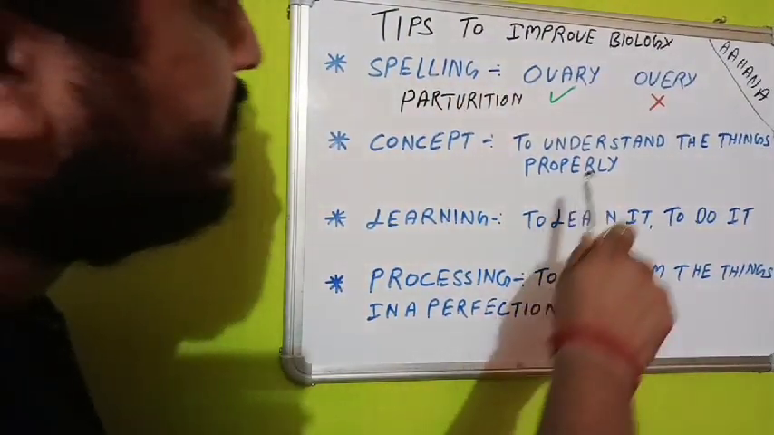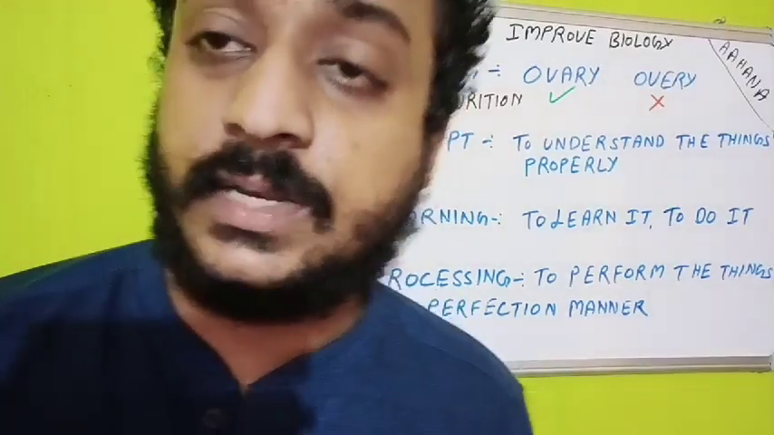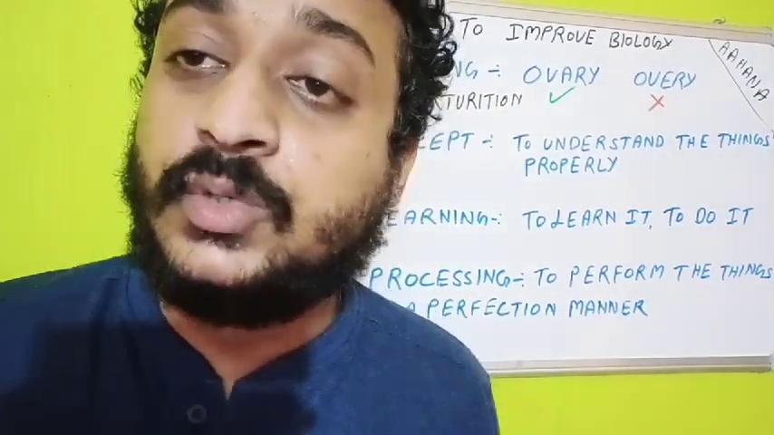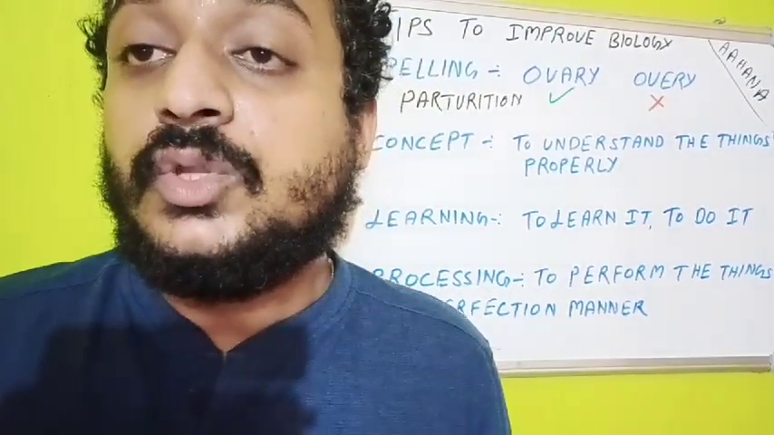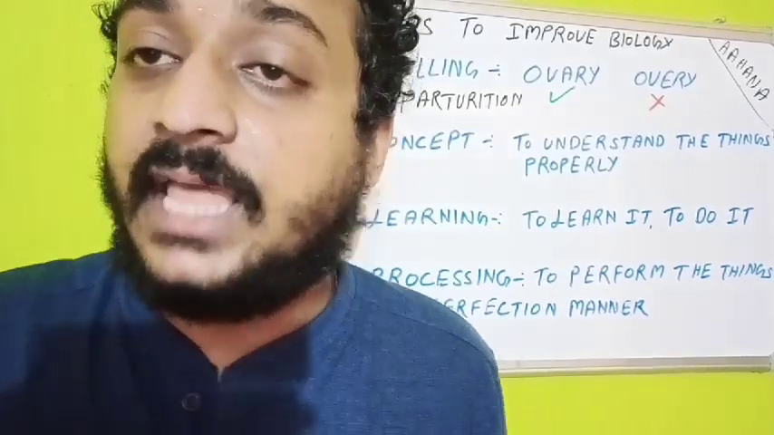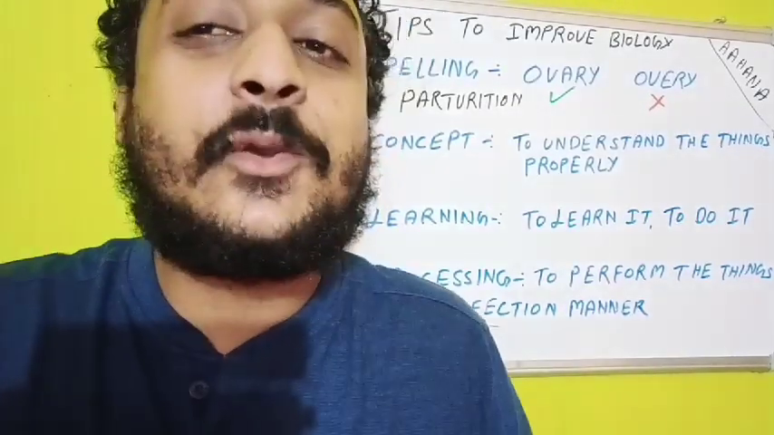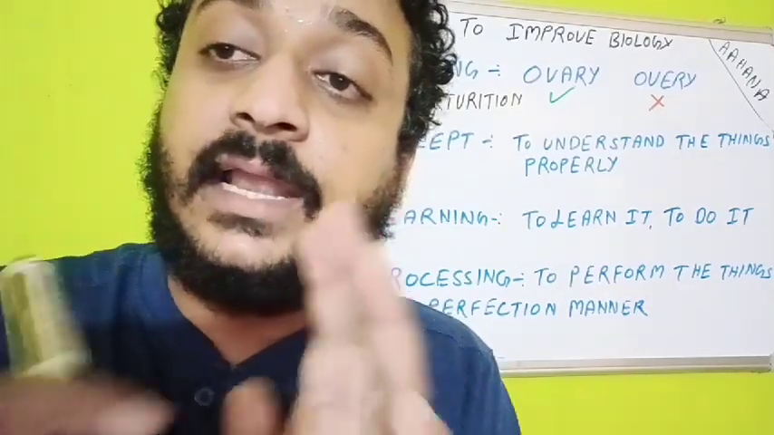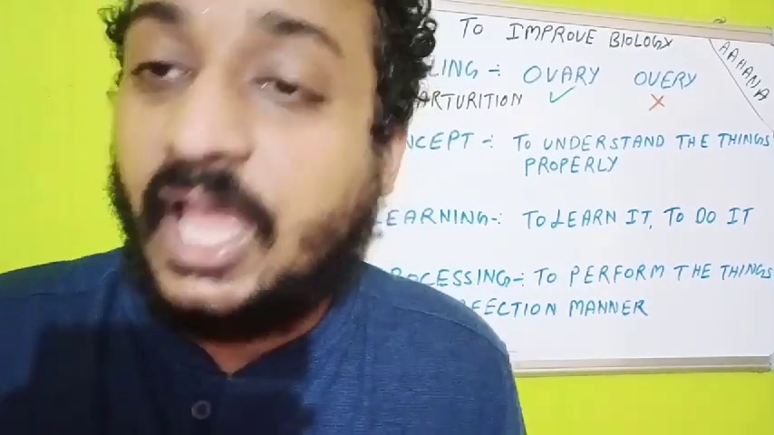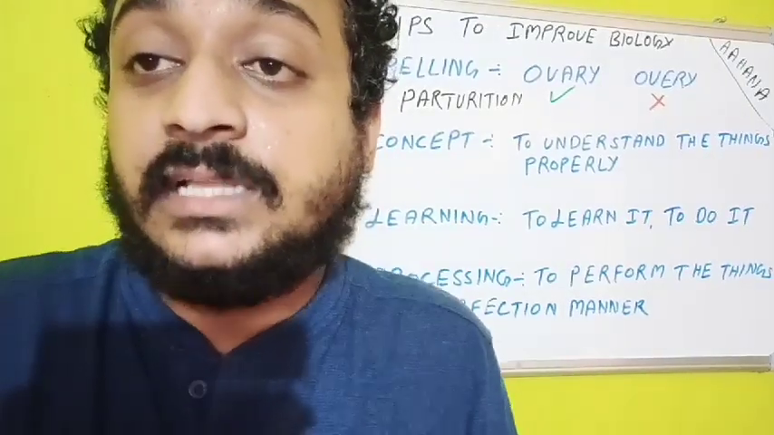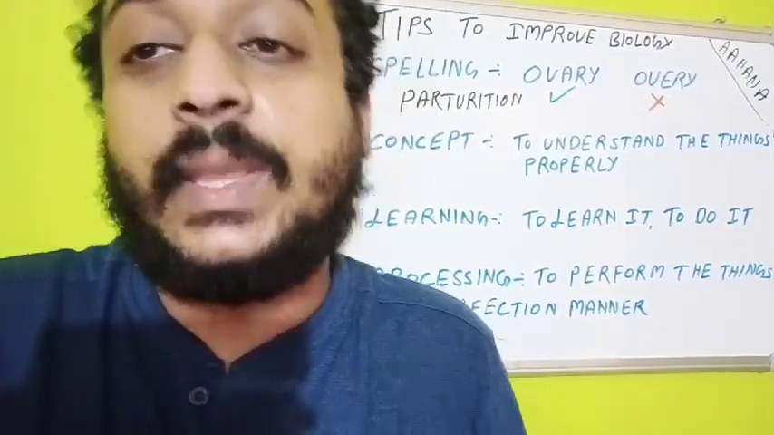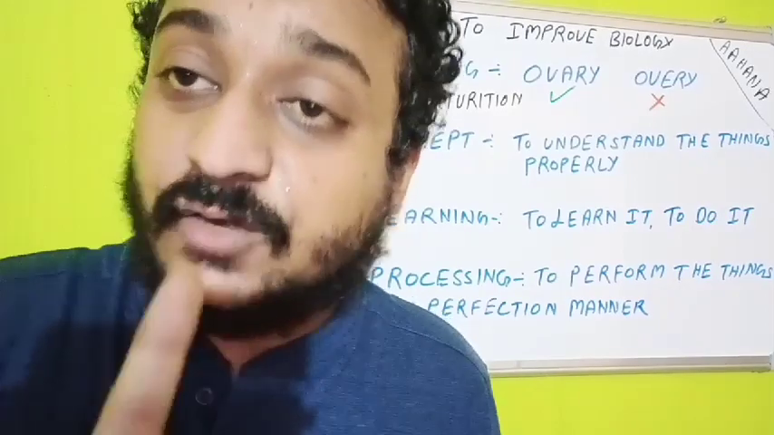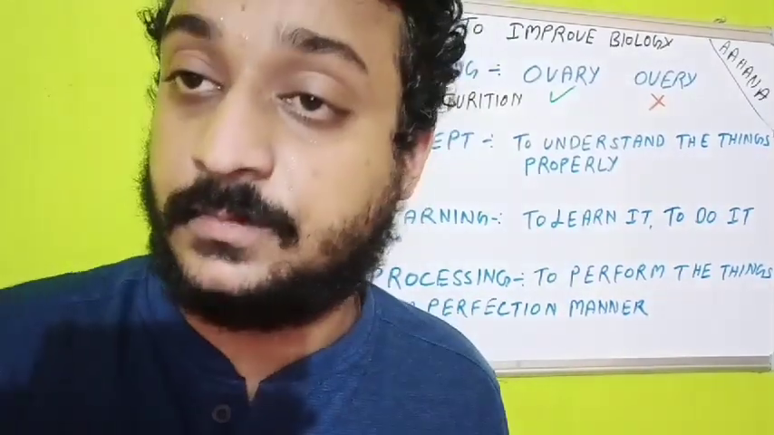Now, next one is concept, to understand the things properly. What is concept? Many of the students are trying to just look at the things and they are thinking that we know everything. Here the things are happening in a deliberate way. Because of the age also, teenage people are thinking that of course we are reading it so we can write it. No. First of all, try to go for the concept.